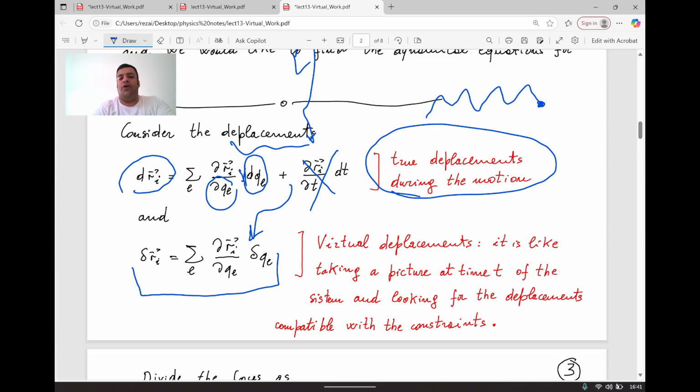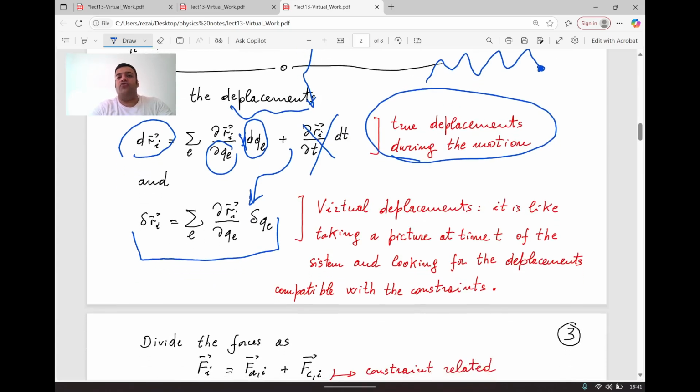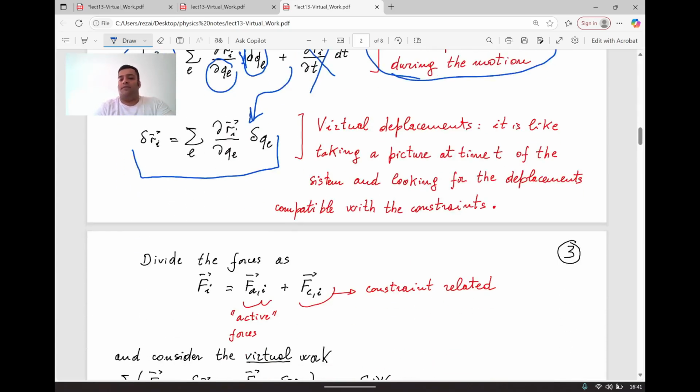But if you consider, in every physical motion we have two types of force, active force and constraint force. What is the strategy here?